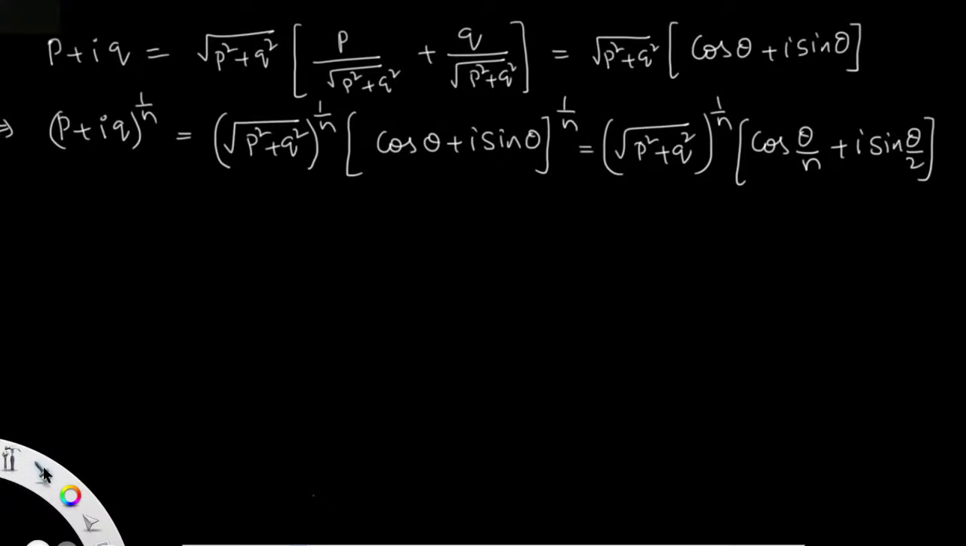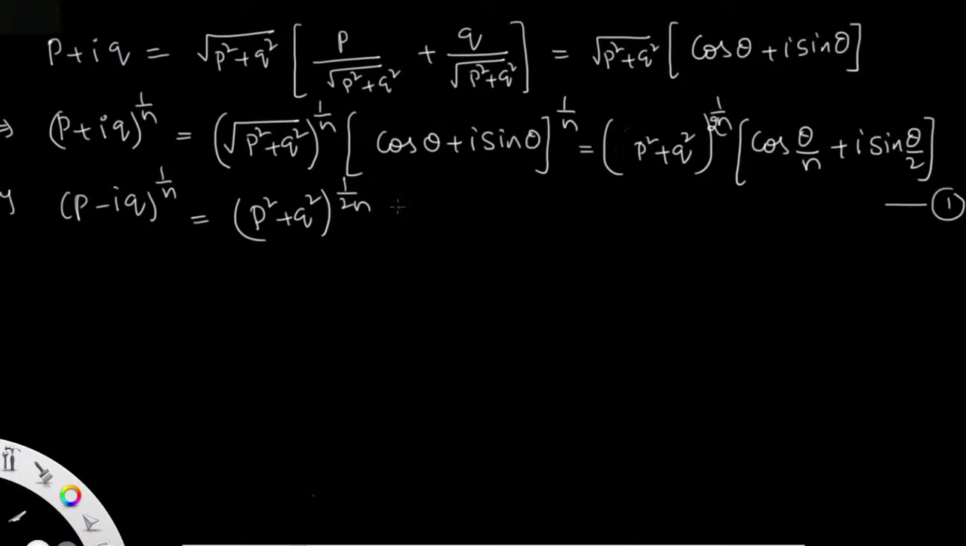Converting this, the root form will be removed, and then you get the power 1 by 2n. Square root means 1 by 2n. This is p plus iq whole to the power of 1 by n. Similarly, p minus iq whole to the power of 1 by n is written as p square plus q square whole to the power of 1 by 2n into, just replacing plus with minus, cos theta by n minus i sin theta by n.